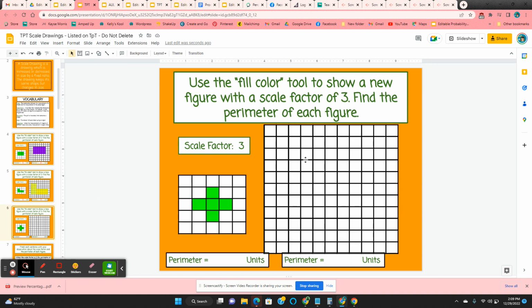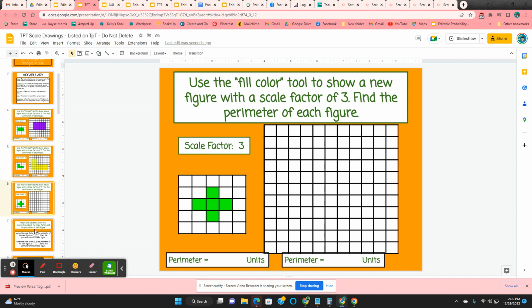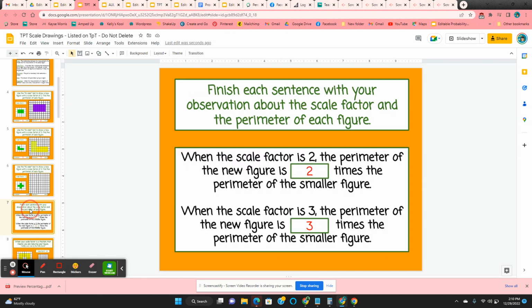They've got another shape. This gets a little more difficult as they go, but each of the sections on this one will be multiplied by 3. And again, they're going to look at the perimeter. It's also good practice on perimeter. This one, they're going to fill in, they just type in the number here. So if the scale factor is 2, the perimeter is 2 times greater. If the scale factor is 3, the perimeter is 3 times greater.